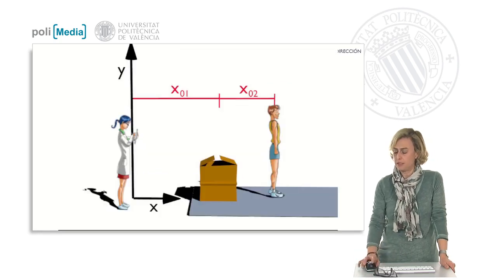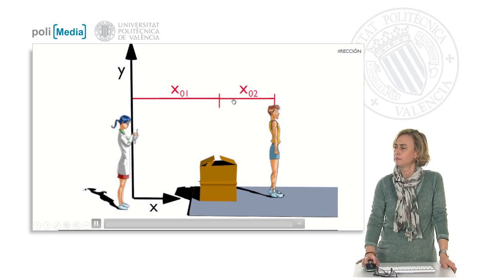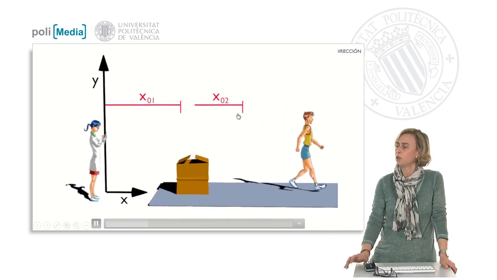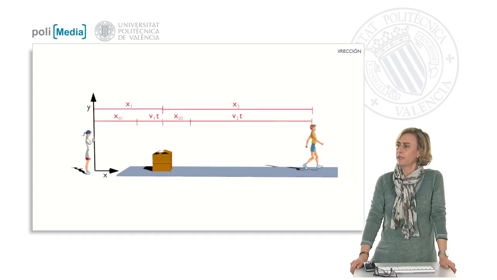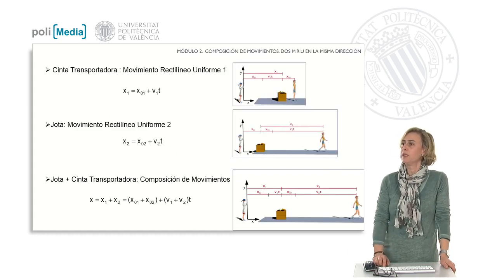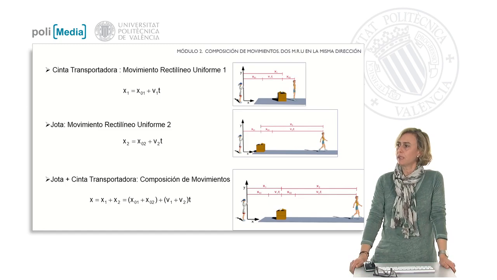What happens now if both the conveyor belt and J move? If the conveyor belt moves and J moves, the conveyor belt moves, but J moves much further. Therefore, the motion of J plus the conveyor belt will be the composition of two rectilinear and uniform motions that we've seen before, in the same direction and sense, and therefore the position of J will be x sub 1 plus x sub 2, as shown.